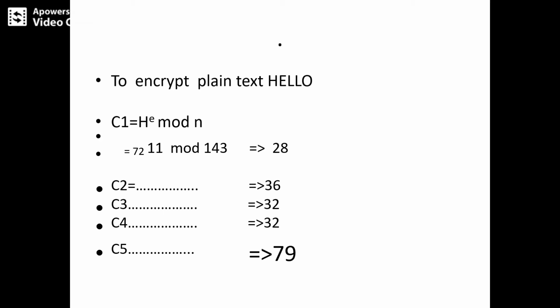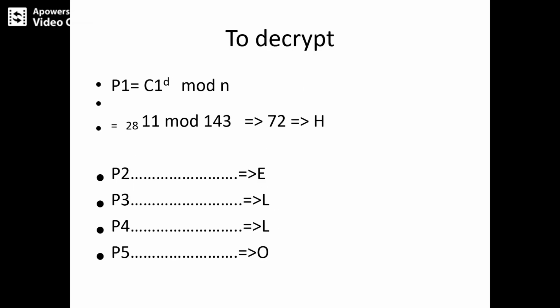Similarly, we continue the same process. For the ciphertext, E value we are getting 36, L value is 32 and the other L value is 32. Similarly, O value is 79. So this is the encryption of the given plain text to ciphertext. So now we will decrypt the encrypted message.